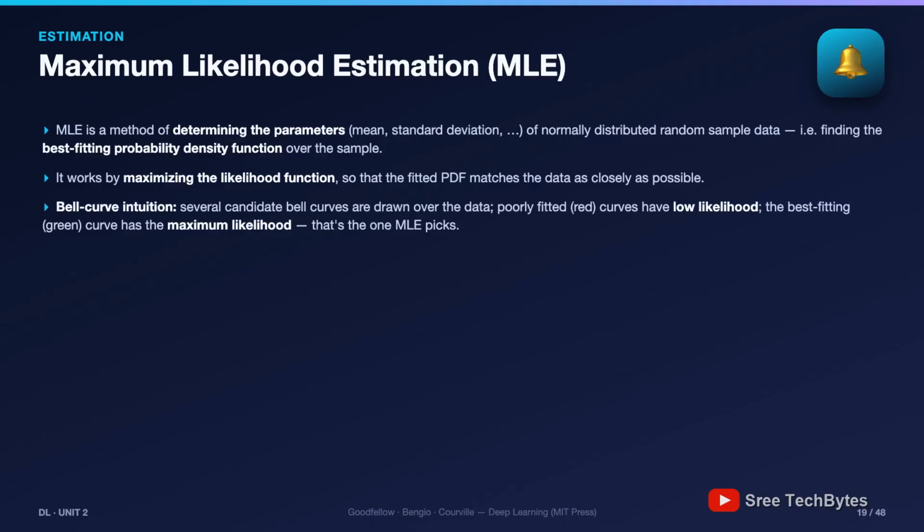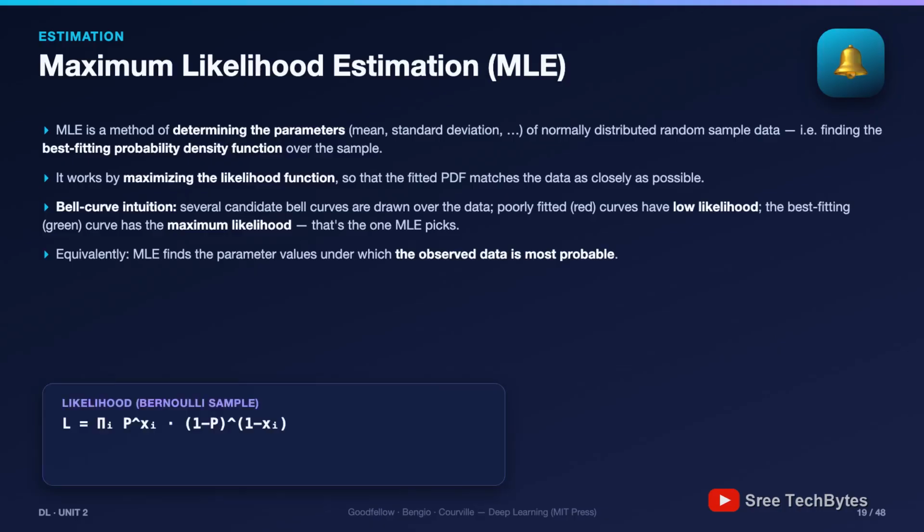Concrete: flip a coin 10 times, see 7 heads. Which probability p makes that outcome most likely? Try 0.5, mediocre. Try 0.7, maximal. MLE says p hat equals 0.7. Exactly the intuitive frequency, now with a formal justification.